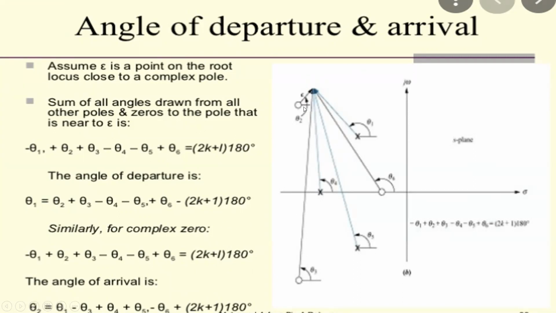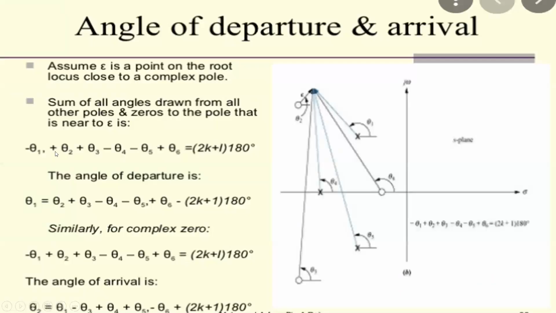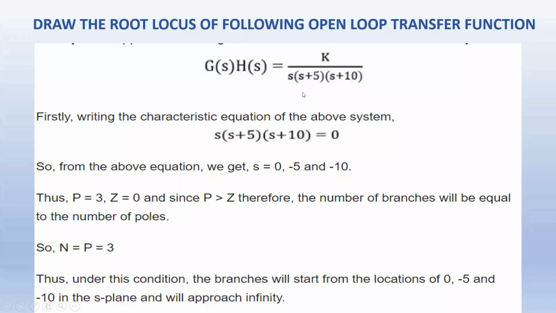If we take this corresponding theta 2, which is the angle of departure at this pole or at this zero, that is theta 2, we need to take out. So we need to place theta 2 on this side, and move all of these other angles to the other side. Then we can have the angle of departure of the corresponding zero which is present here. So this is how we can find out the angle of departure.